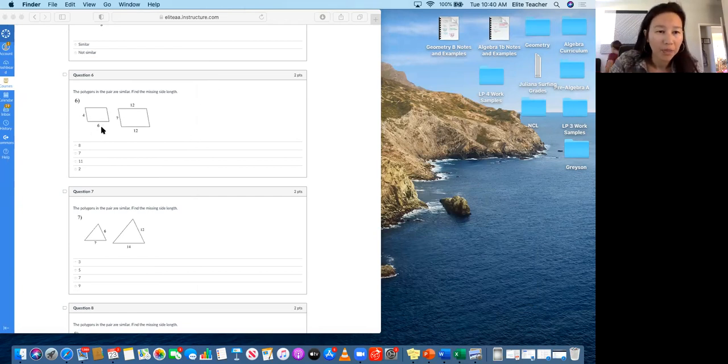So we have 6 down here for the base of our small one, and then 12 for the large one. So really you can see that 6, if we multiply by 2, that's 12. So we can just do that to find the other missing side. So if this side is 4, if we multiply 4 by 2, that would mean this side is 8.